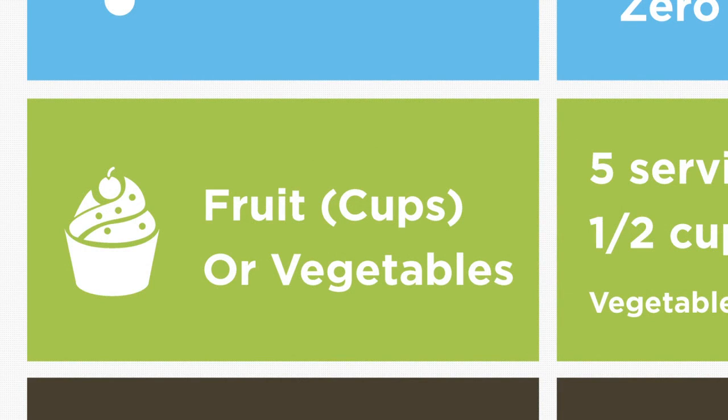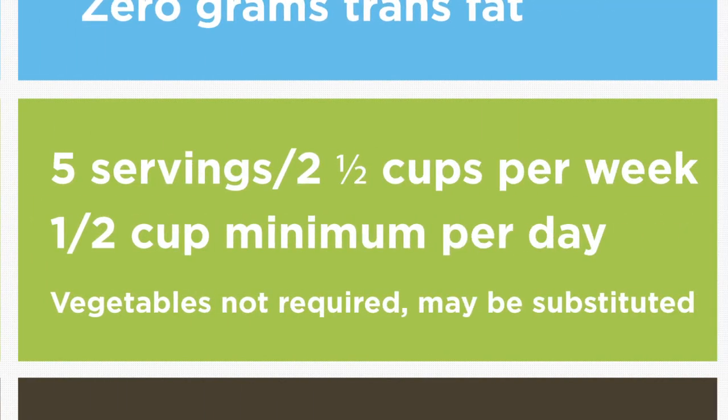The breakfast meal pattern for 6 through 8 requires 5 fruit servings per week with a minimum of 1/2 cup per day. Vegetables are not required for breakfast in grades 6 through 8, although they may be substituted for fruits.